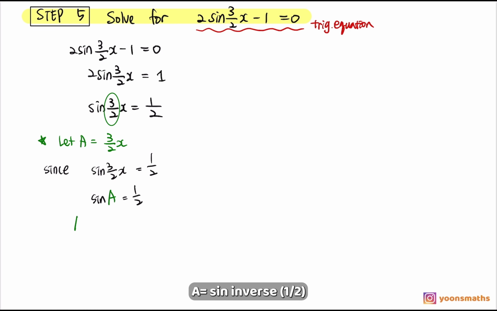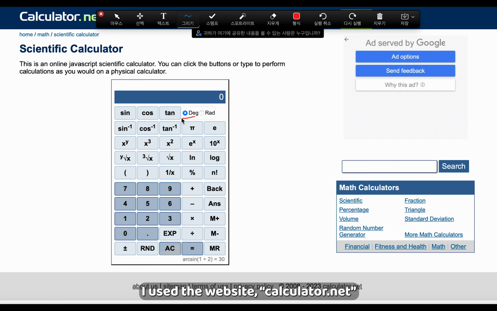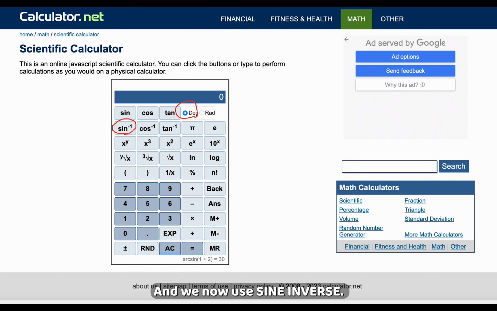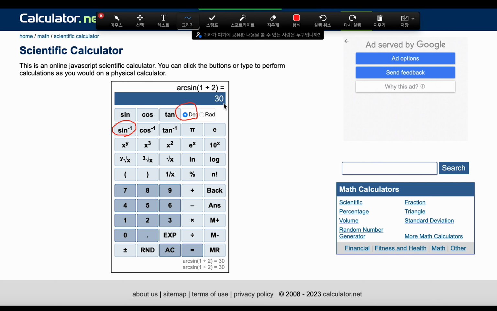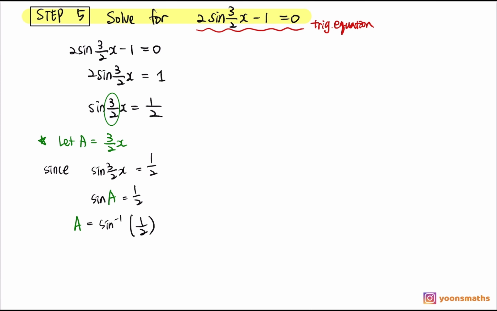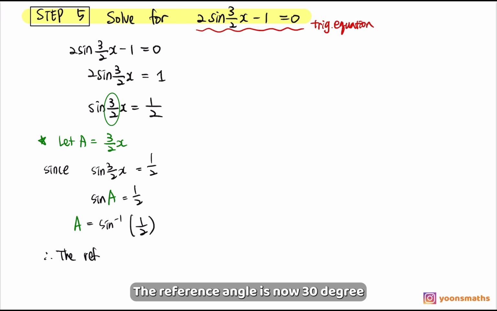Now we can write a equals sine inverse half, or arcsine half. I'm going to show you how to find the degree by using a calculator. I use the degree mode and we are going to use sine inverse. So let's insert sine inverse 1 over 2. Then we're going to get the angle of 30 degrees. By using the calculator, the reference angle is now 30 degrees.